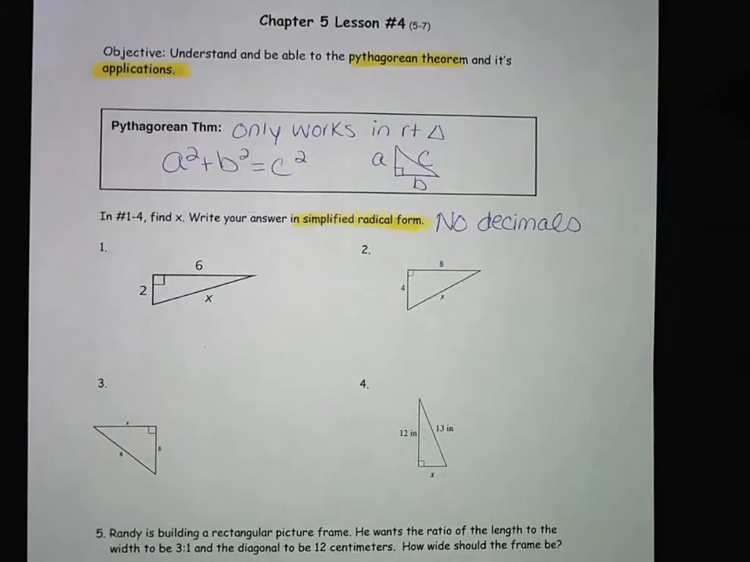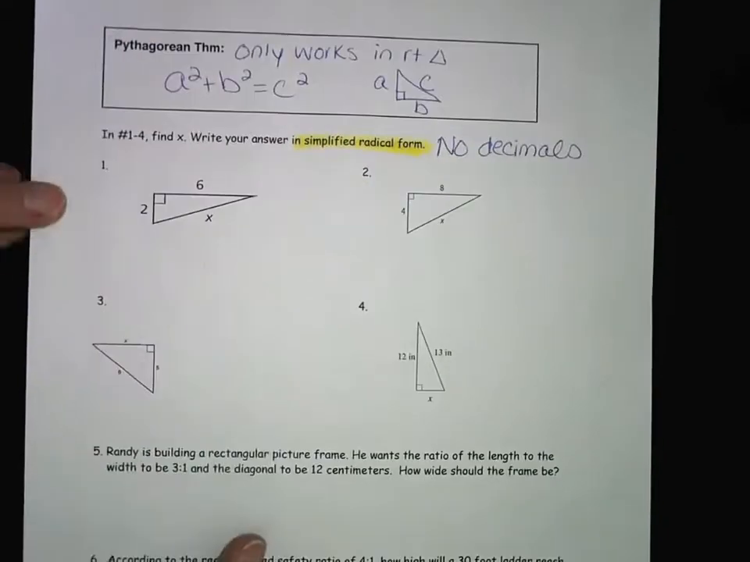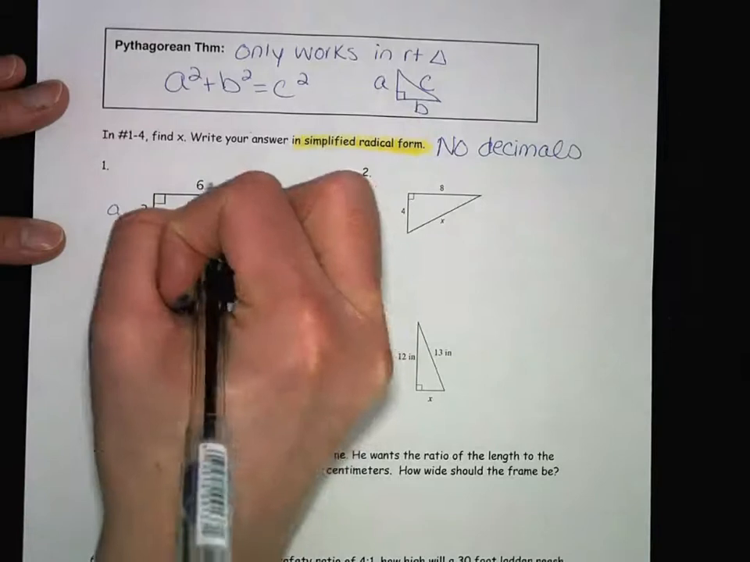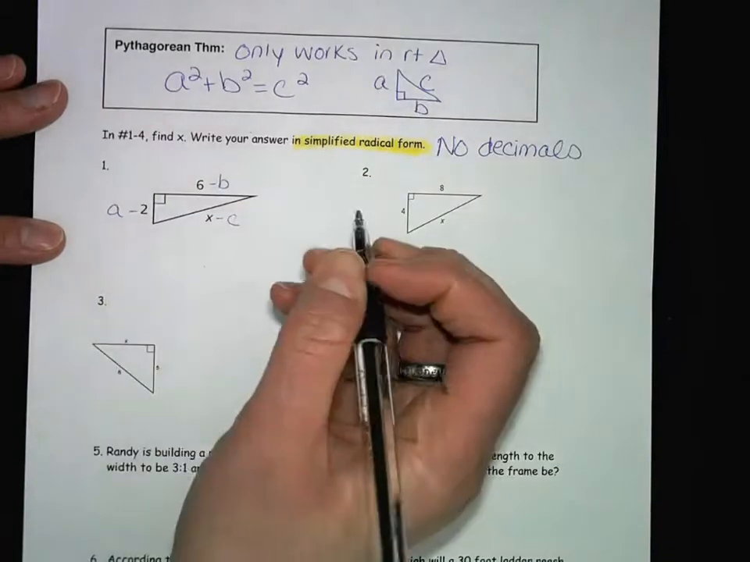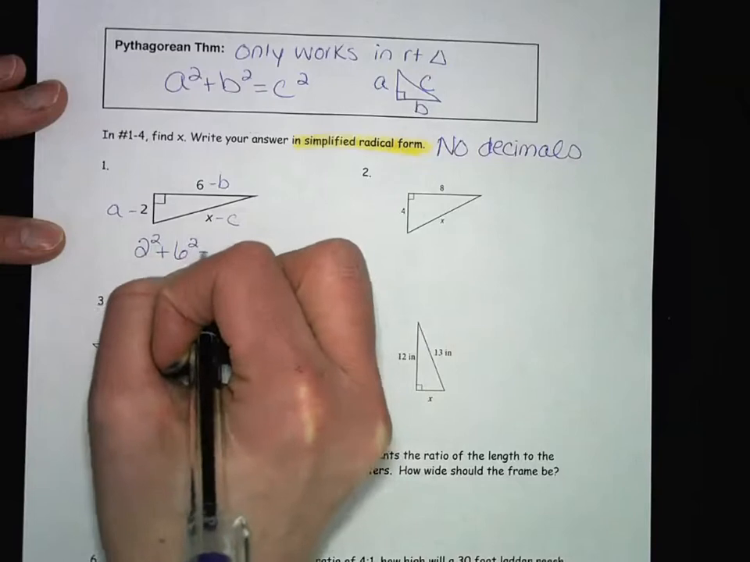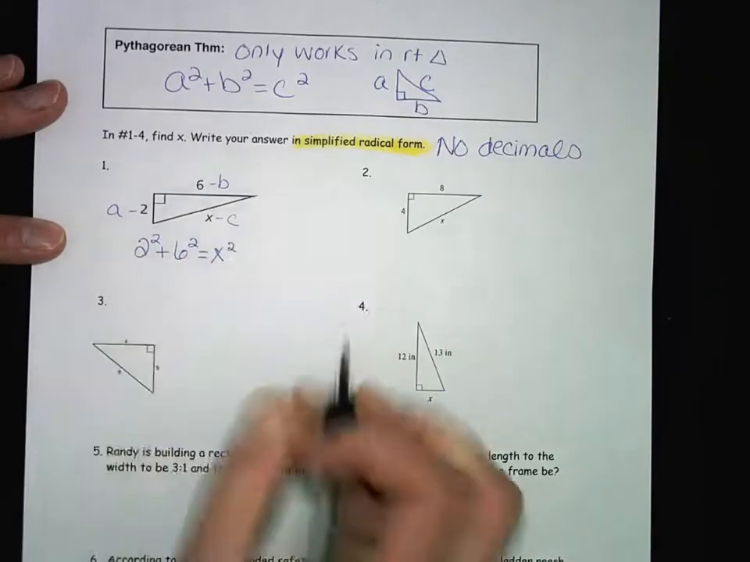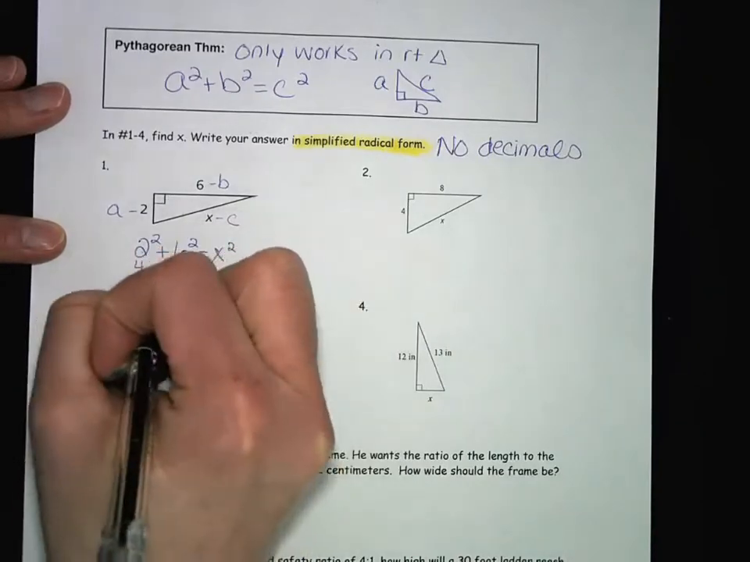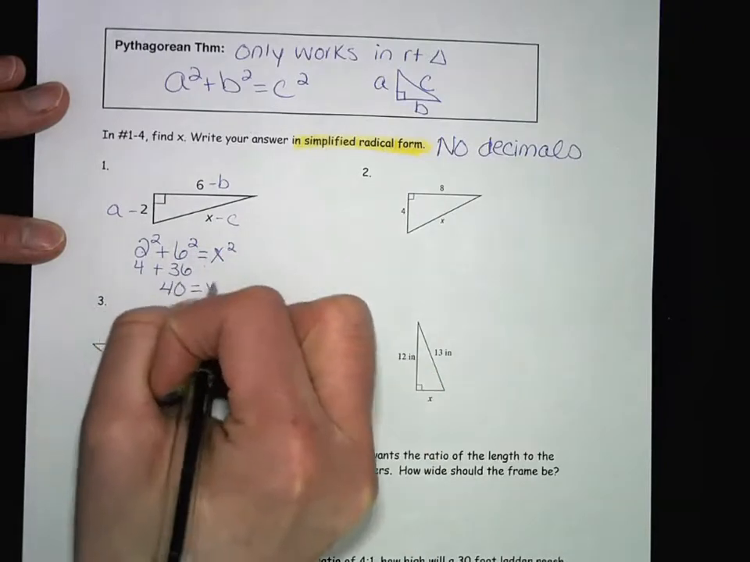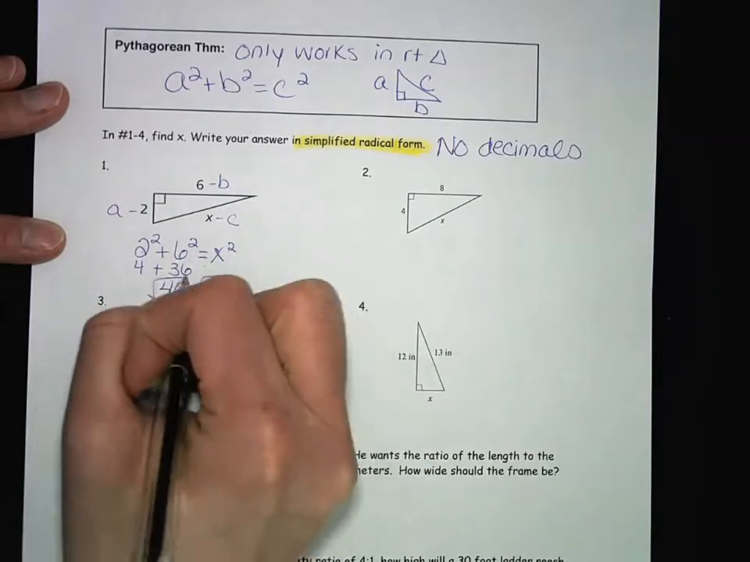So even though normally these have been very independent lessons, 5.5 and 5.6 actually do have a little bit in common, okay? So when I look at this, here's my A, and here's my B, and then here's my C. So I just plug it in. A squared, B squared, C squared. So that's 4 and 36. That's 40. Now you have to take the square root.